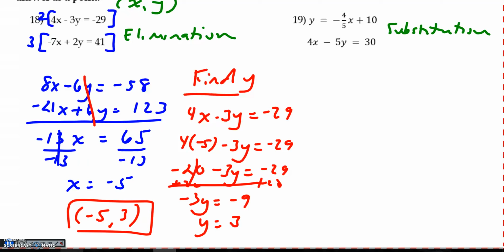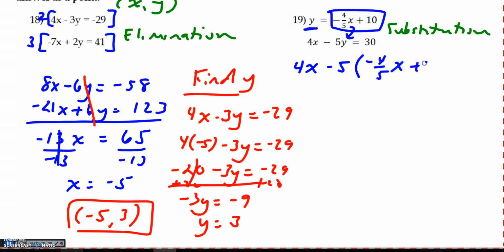Number 19, because y is already alone, I'm going to substitute this in for where I see a y in the second equation. So the second equation will become 4x minus 5 times y, which is negative 4/5 x plus 10, and all of that still equals 30. If I distribute in the negative 5, that is not multiplying. We'll worry about the 4x later. This is really 5 over 1.